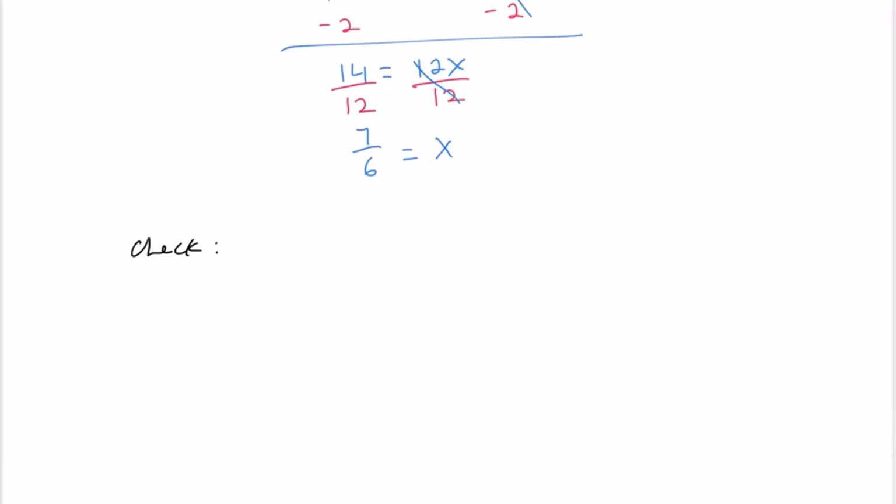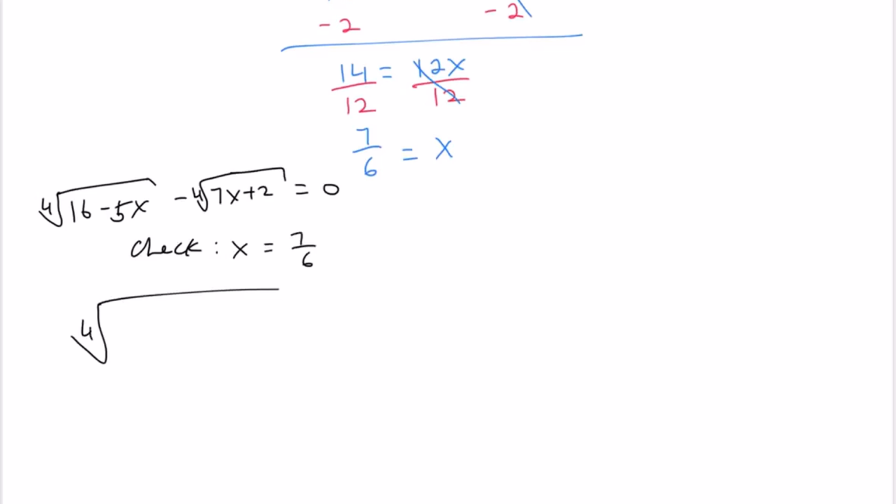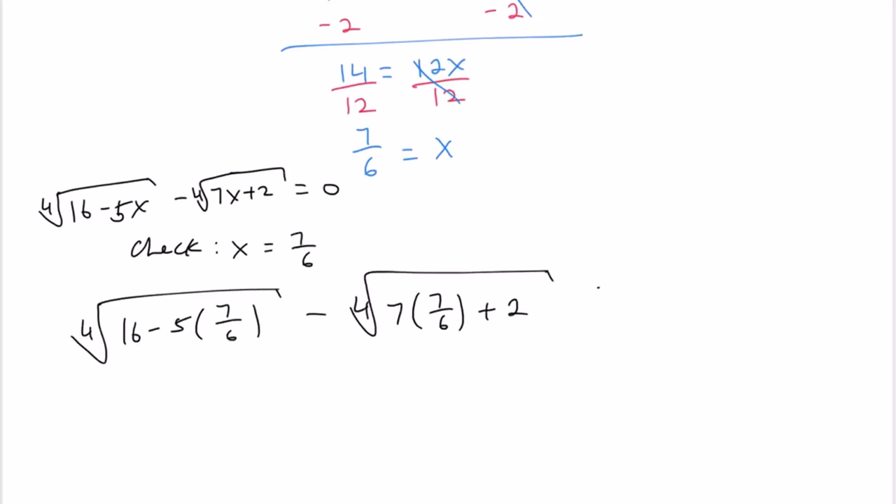Let's check our answer. So here our equation equals the fourth root of 16 minus 5x minus the fourth root of 7x plus 2 is equal to 0. So we want to check for x is 7 over 6. So we have the fourth root of 16 minus 5 times 7 over 6 minus the fourth root of 7 times 7 over 6 plus 2. Is this equal to 0?